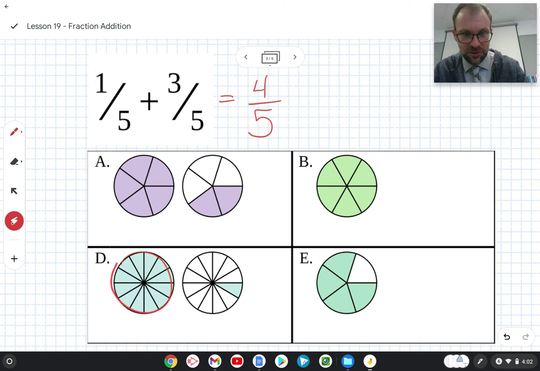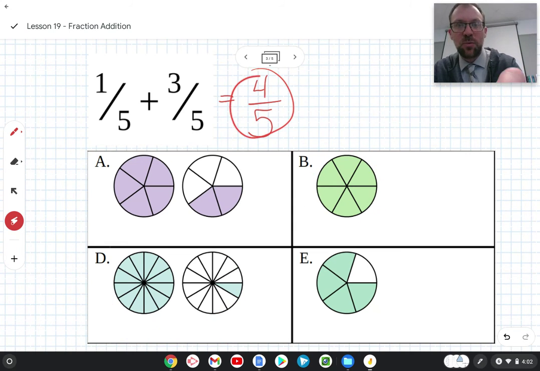And similarly, this drawing is more than 1. That looks like, I don't know what that is, maybe 1 1/12, something like that. I'd have to count more carefully. Here, this has potential. Let's see. No, 4/5 is not 1 whole. And here we can see the whole circle is filled in. So this must be the right answer.